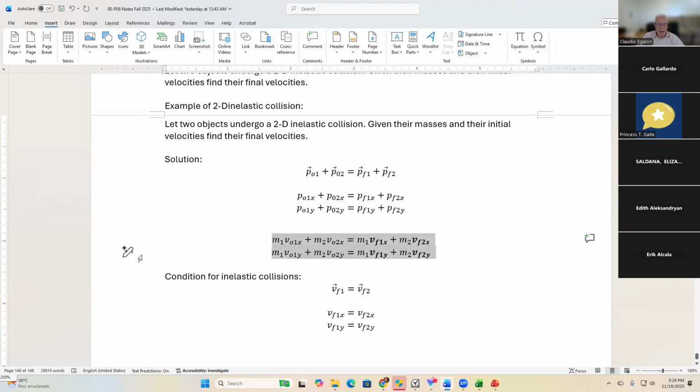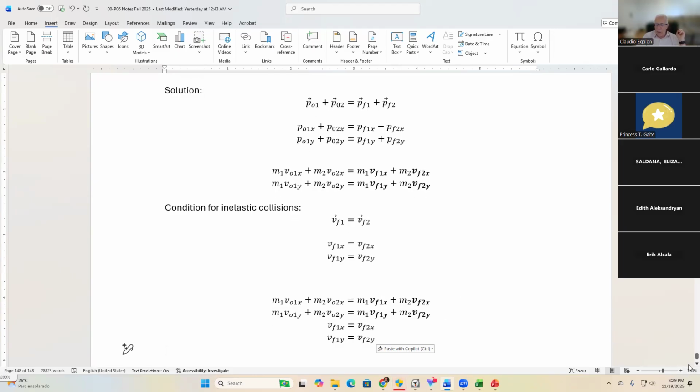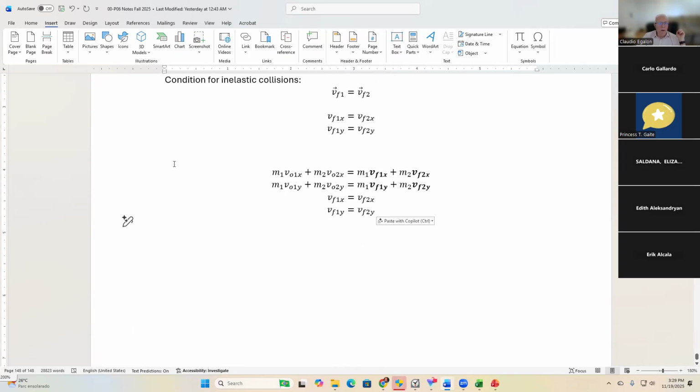And I'm going to spell them out, one below the other. See how complicated those things can get, right? Now we're talking about solving a system of 4 equations, but the system is simple because it's just a matter of substituting VF2 by VF1. And the problem arises when we have conservation of energy.